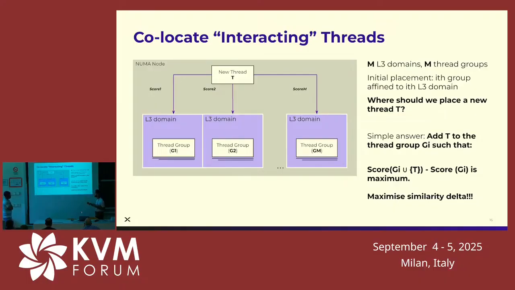And the simple answer here is we'll choose the L3 domain which gives us the highest overall similarity score. So we'll choose the L3 domain for which score of Gi union T minus score of Gi is maximum. Basically, this is the similarity score with thread T placed in that particular domain minus the score of that L3 domain without this thread being placed. So this should be maximum for the L3 domain that we choose. This might be negative for all the L3 domains in certain cases where there's no similarity at all for any L3 domain. In that case, we'll choose the one with minimum absolute difference.